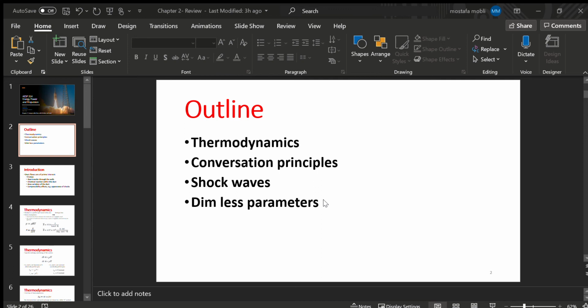You should have seen these two if you have taken your fluid mechanics or aerodynamics. If you have not, that's all right. Hopefully, whenever we need them, we'll go into more detail, so you will have a better understanding.